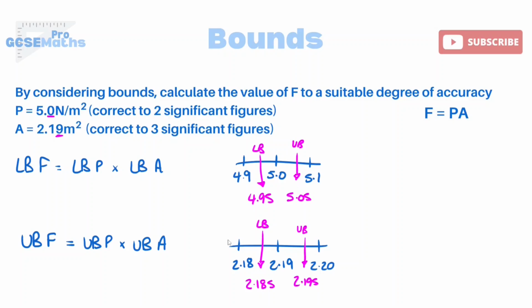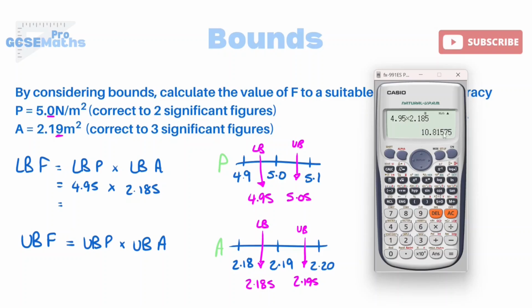So now I've worked out both of these, I can just literally put them into my formulas and straight into the calculator. So the lower bound of f is multiplying together the lower bounds of p and a. So the lower bound of p, let's label this, shall we? This is p and this is a, isn't it? So the lower bound of p is 4.95 times by the lower bound of a, which is 2.185, and then I'll just chuck that in my calculator. Now I'm just going to write down all the digits. If there's more than this, maybe just write down 4 decimal places for now, but in this case I'm just going to write them all down. So I've got 10.81575.